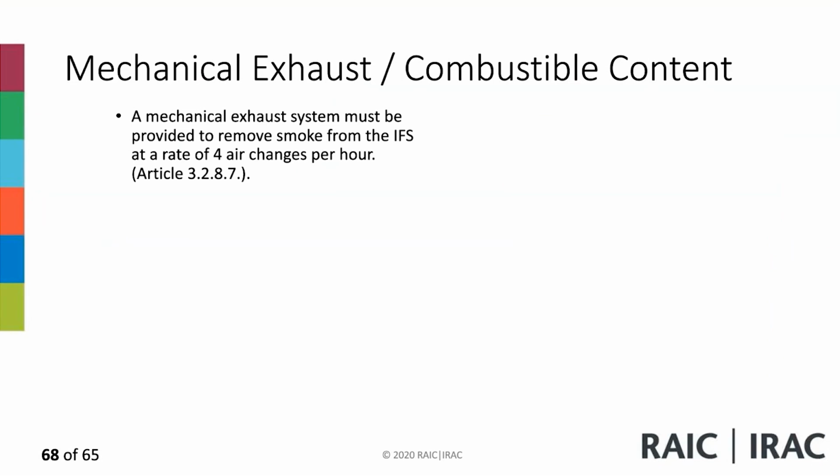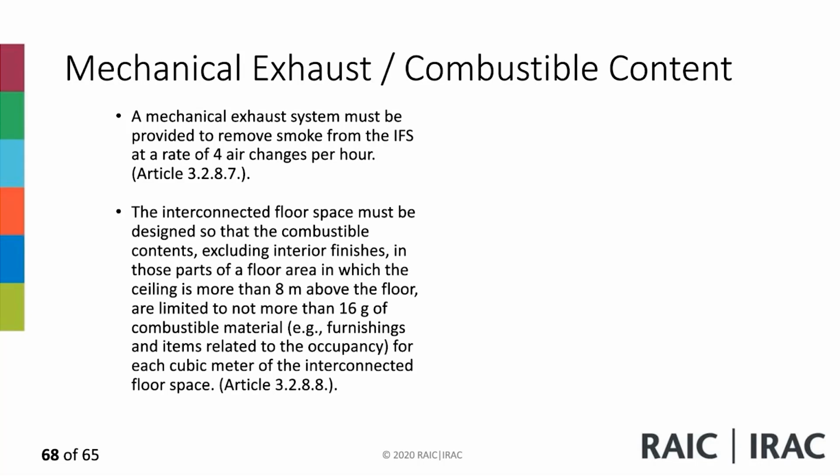A mechanical exhaust system. Now in 3.2.8.7, a mechanical exhaust system must be provided to remove smoke from interconnected floor space at the rate of 4 air changes per hour. That's 3.2.8.7(1). And the interconnected floor space must be designed so the combustible content, this is 3.2.8.8. And again, this is a limitation on interconnected floor spaces that are not exempted and need to be protected. So 3.2.8.8(1) talks about combustible content limits, and this one is in the museums. You get a lot in it.